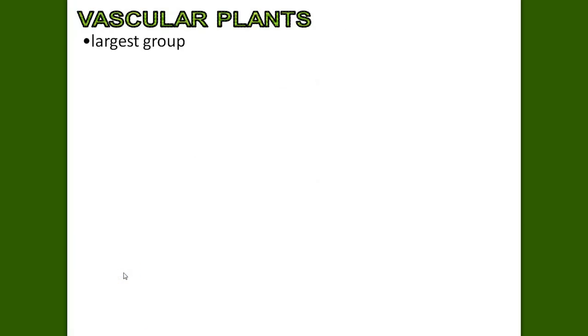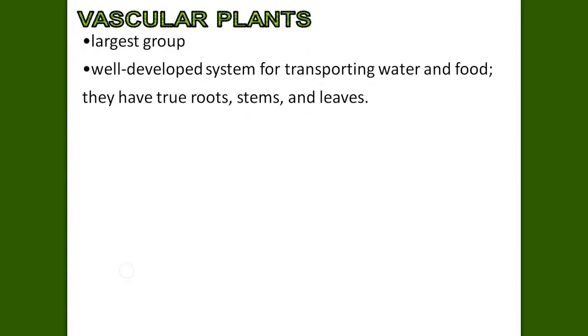We're going to go ahead and begin. What's the difference between vascular plants? Well, number one, vascular plants are the largest group. And even though you don't know it, you've actually studied this group a little bit last week. Vascular plants have a well-developed system for transporting water and food. They have true roots, true stems, and true leaves.